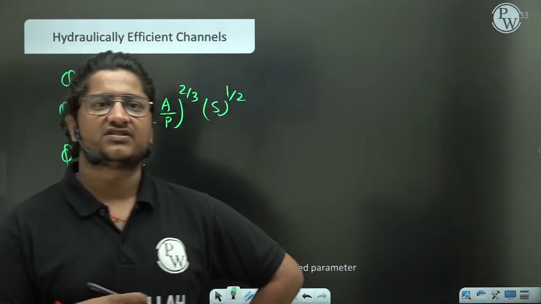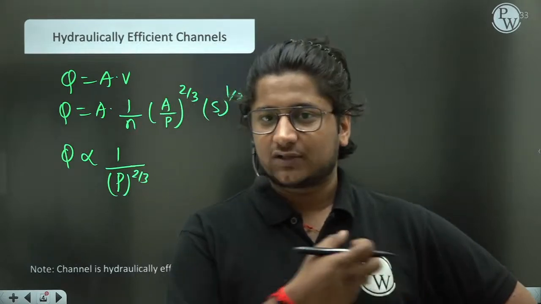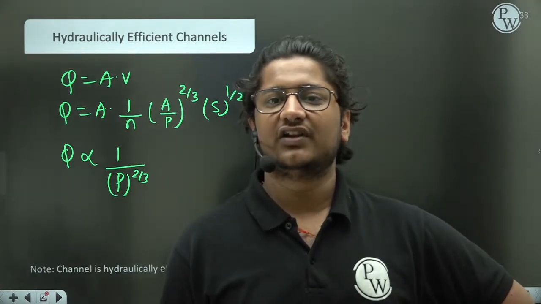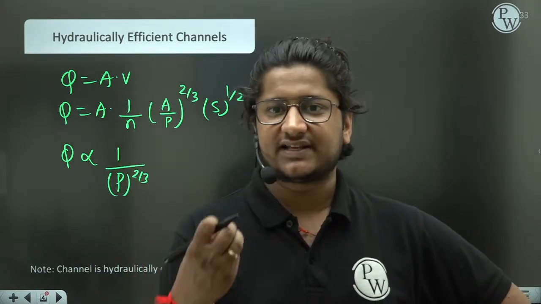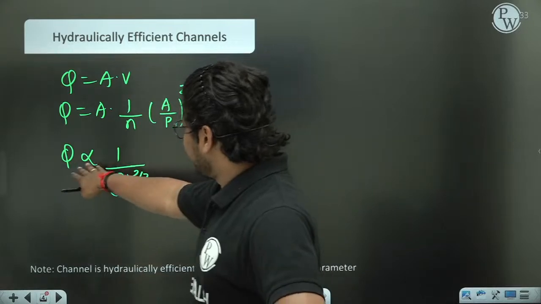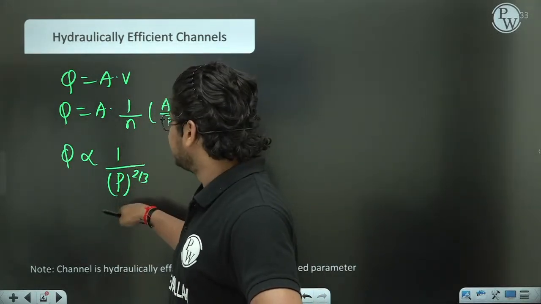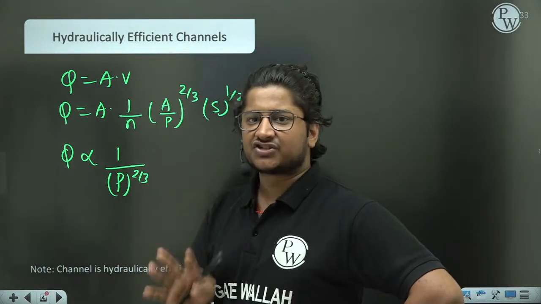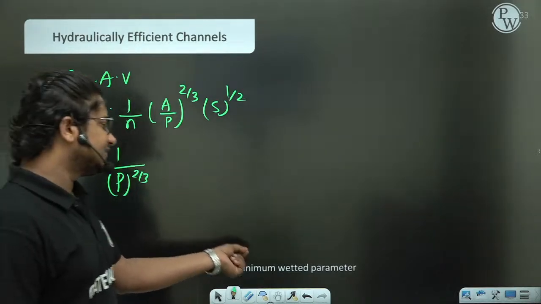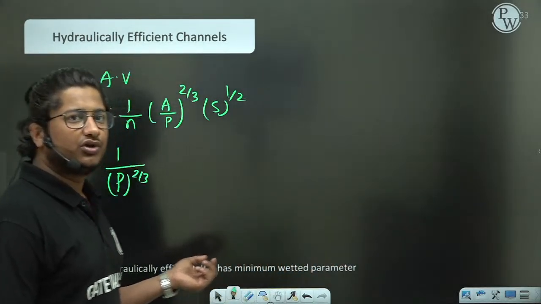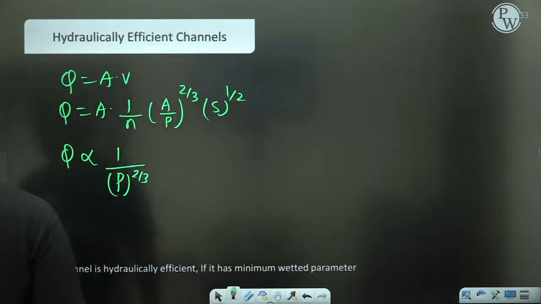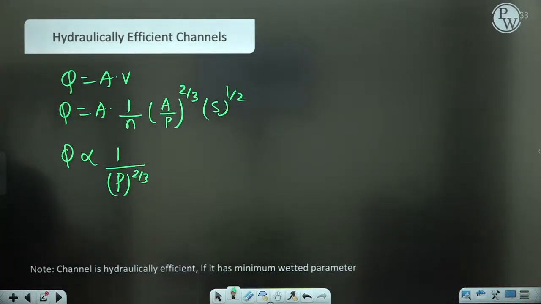If we have less perimeter, less contact and less resistance will be there, and definitely it will lead to maximum discharge, because with less resistance in the same flow you are getting more discharge. So if Q is more, P will be less, or if P is more, Q will be less. There is an inverse relationship between Q and P. So here I have written: a channel is hydraulically efficient if it has minimum wetted perimeter. As a note you can all write down: a channel is hydraulically efficient if it has minimum wetted perimeter.